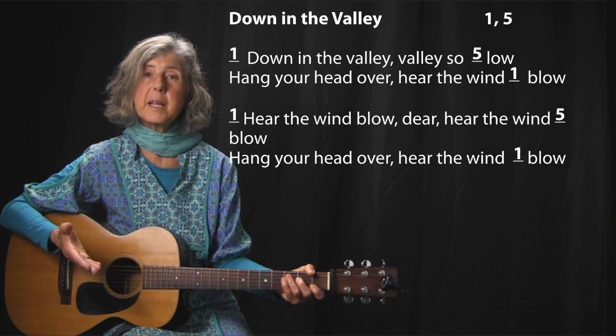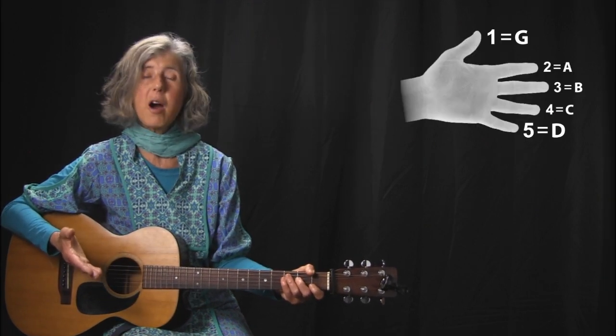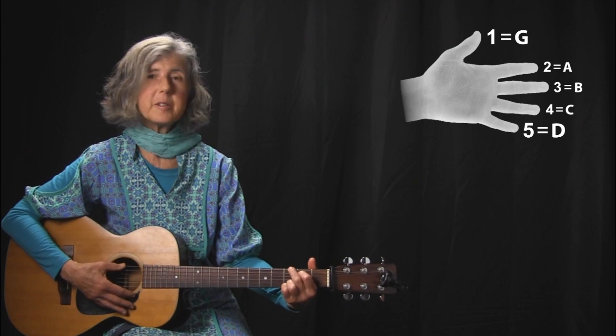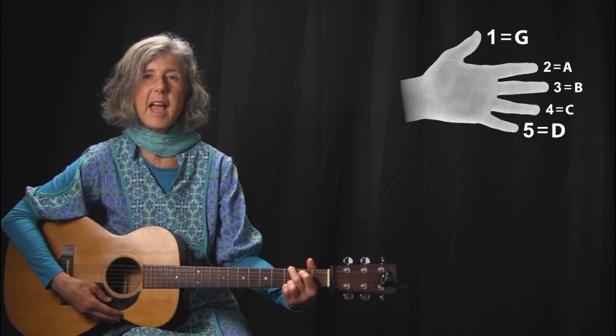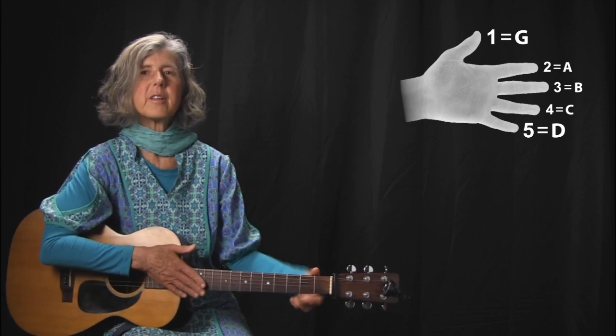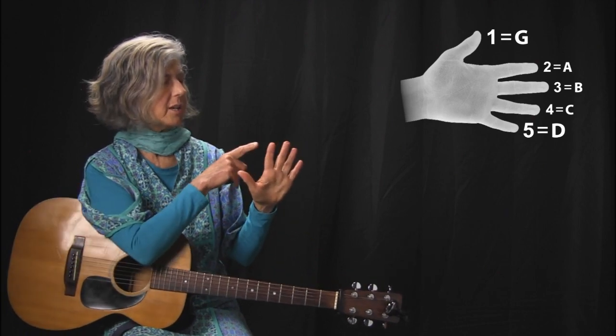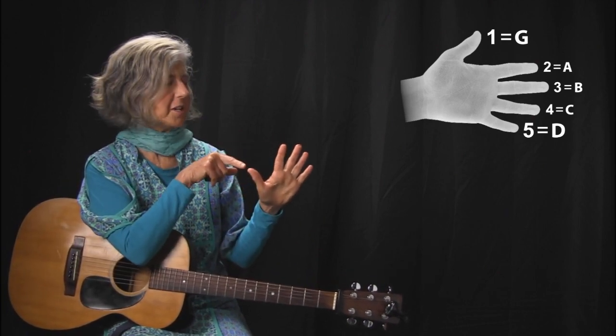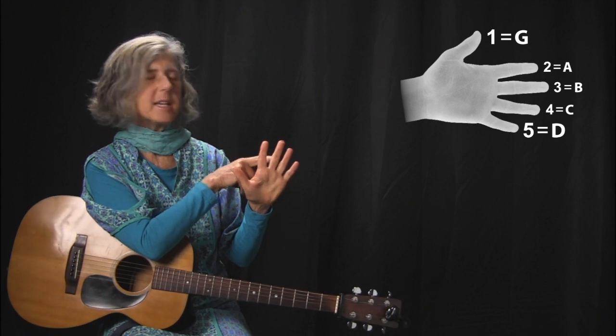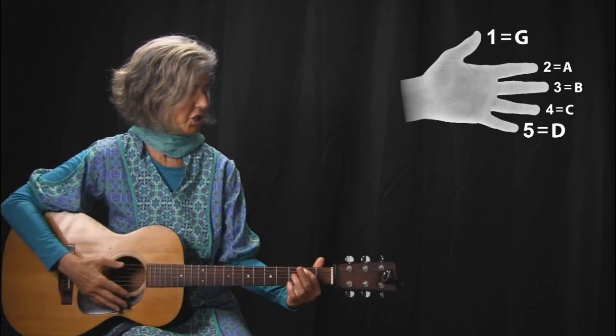Now, if we want to play it in the key of G, our 1 chord is a G, and our 5 chord, G, A, there's no H, G, A, B, C, D. So we need a G and a D.